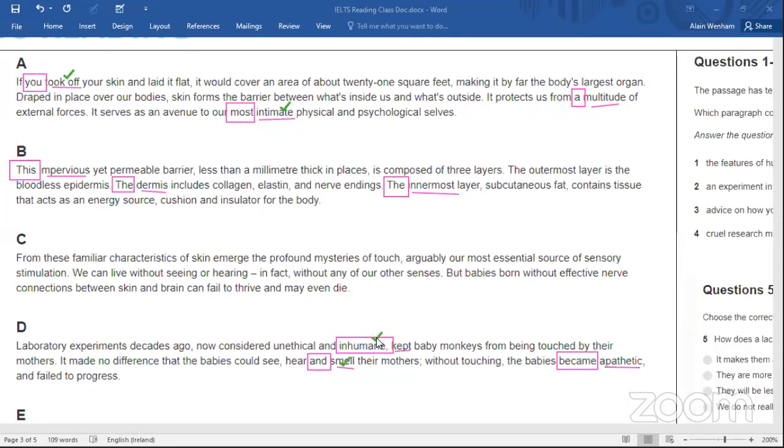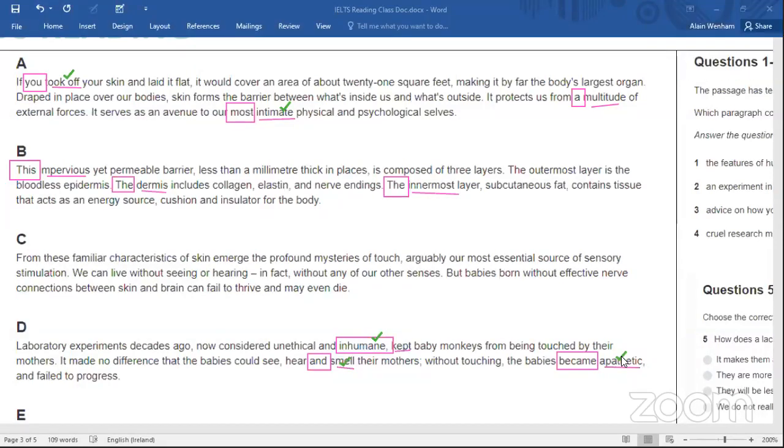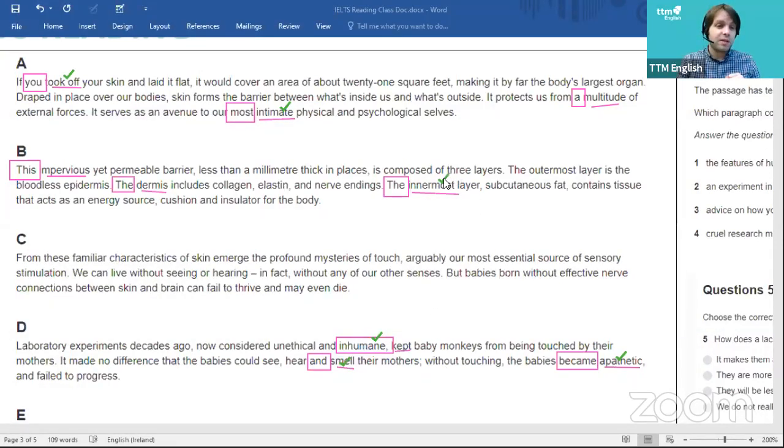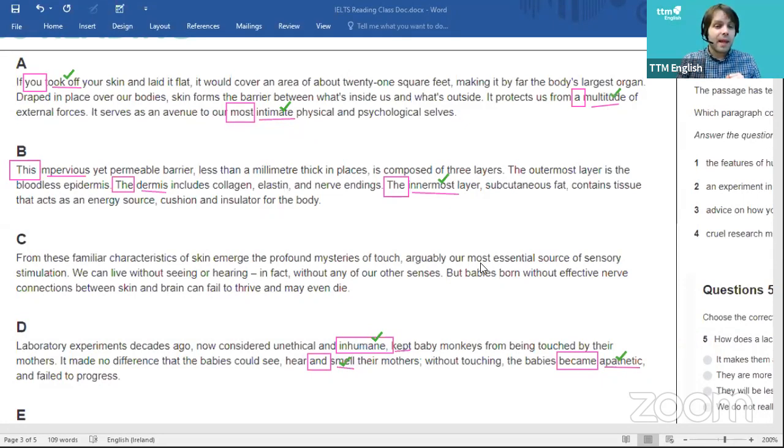This one means I don't care. Apathetic. Yeah, good. So if you don't care about something, you are apathetic about it. Okay, good. This one means the center. Innermost. Kind of, yeah. The most inside. Good. This one means many. Multitude. Okay. And I think we've got two left here.